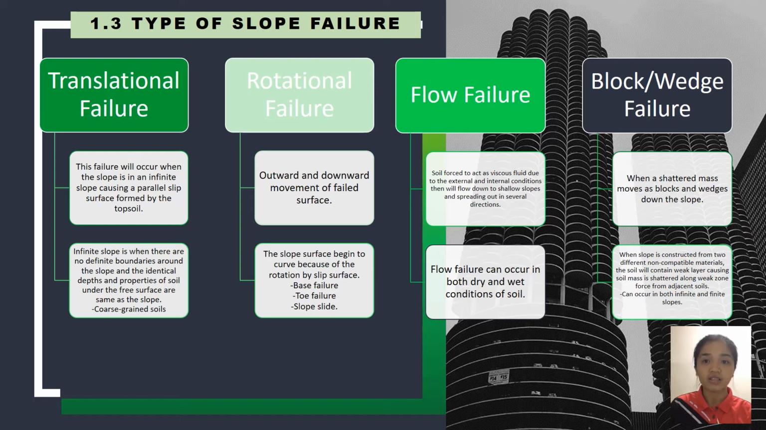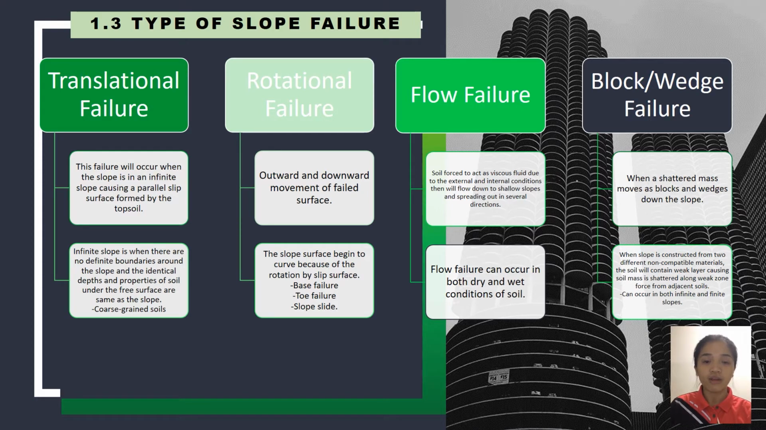Next, rotational failure. Rotational failure is an outward and downward movement of the failure surface. This is because the slope surface begins to curve due to the rotation of the slip surface. Rotational failure can be categorized into three, which are base failure, toe failure, and slope slide. This failure commonly happens in fine-grained soils.